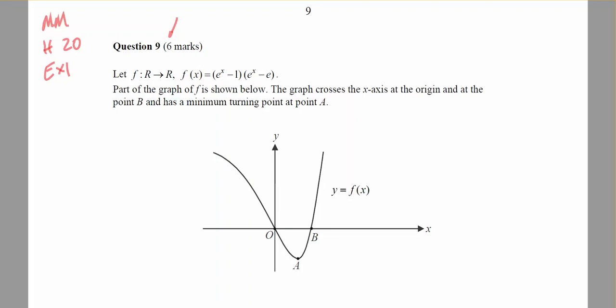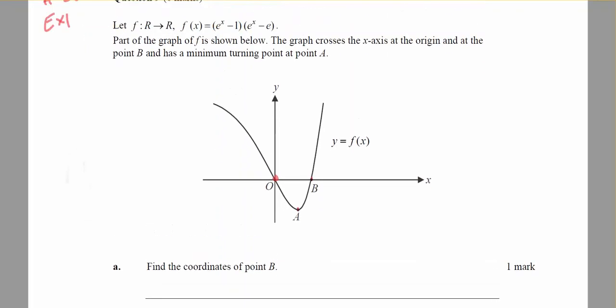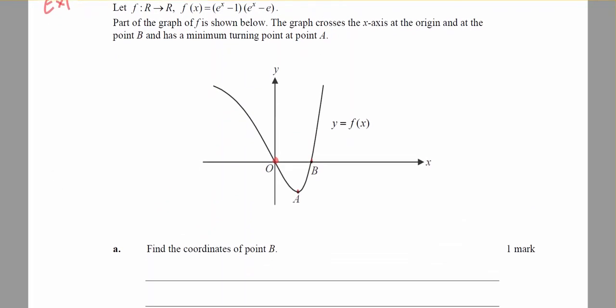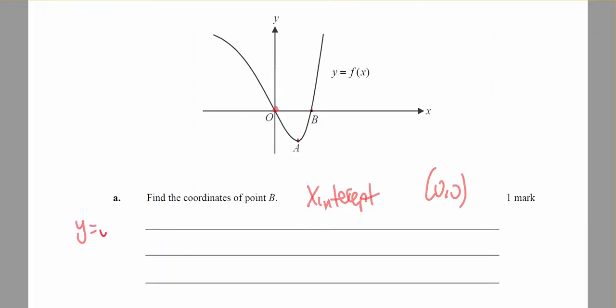The function, I've got this equation. The graph crosses the x-axis at the origin, I can see that, and at point B, and there's a minimum point at A. So find the coordinates of B. So I'm looking for the x-intercept. I know one of them is at (0, 0), so I need to make y equal to 0.